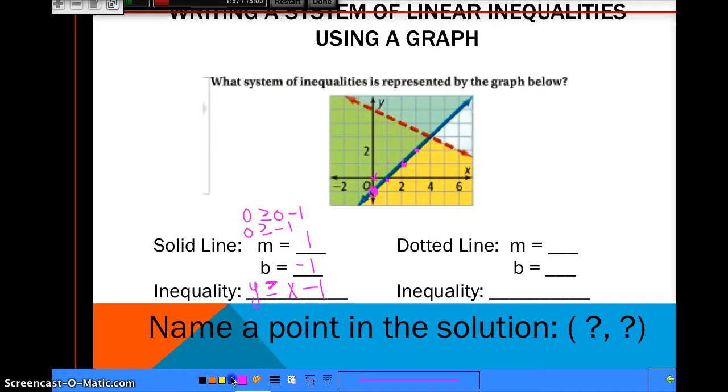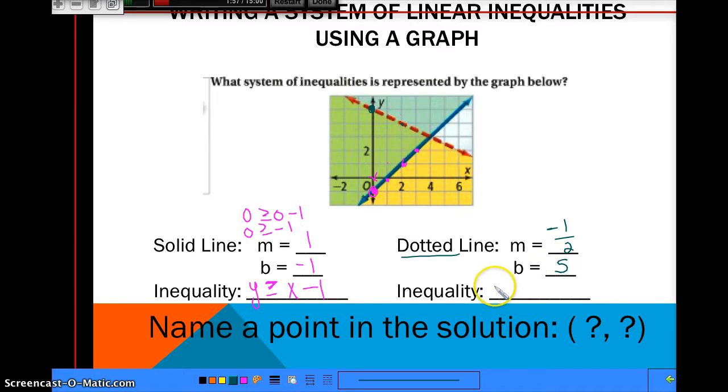In the second one, the dotted line, which is this red one right here, the slope, let's figure out what it is. It's tilted to the left, so I know it's going to be a negative. It's going to go down 1 to the right 2, down 1 to the right 2. So my slope is -1/2. My y-intercept is right here, 1, 2, 3, 4, 5.